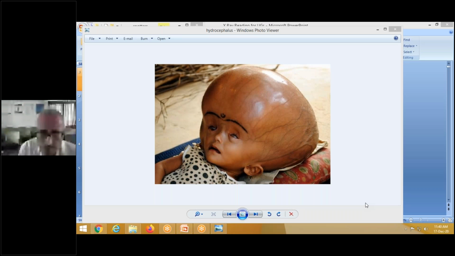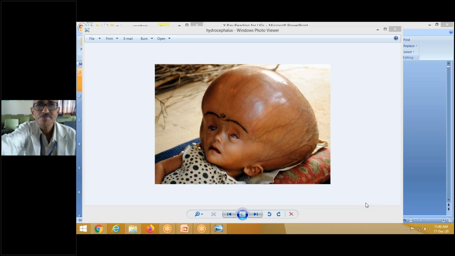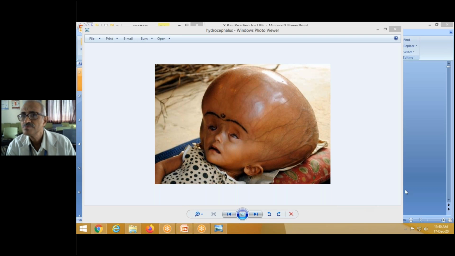So tell me some examples for communicating hydrocephalus. Any of you? Nobody? So many cases we have been seeing actually. Any infection can cause hydrocephalus?